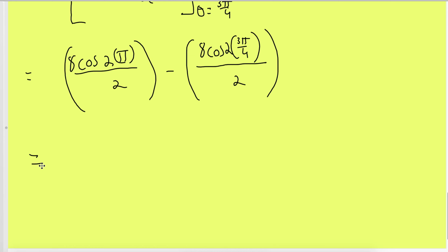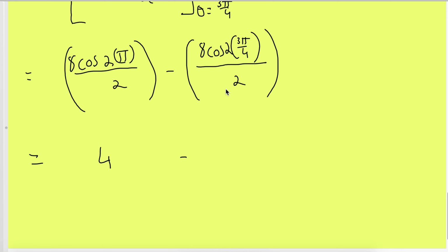So 8 cos 2 pi is 8, as you'd expect, because you've got to remember that's just the same as cos 0, or cos 360 if you're thinking in degrees. So that's 8 over 2, so that's 4 in fact. So that would give you 8 divided by 2, which would be 4 right here.